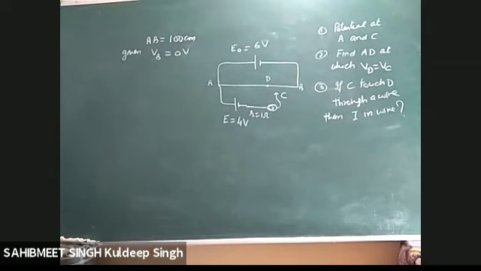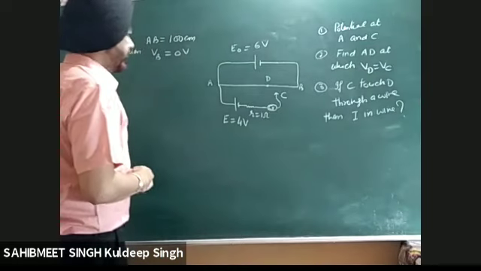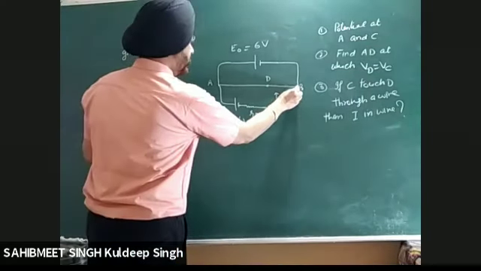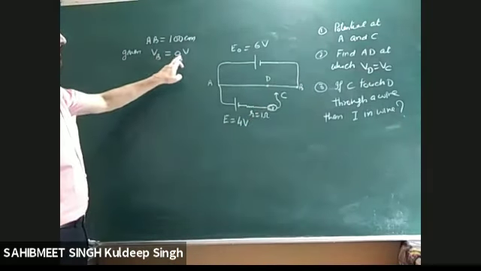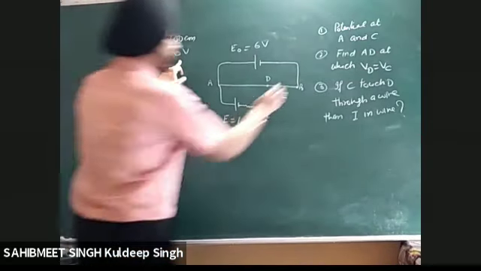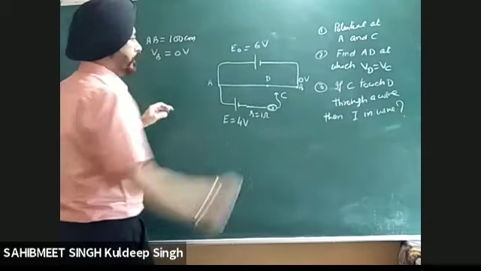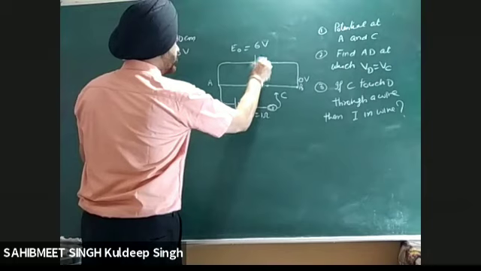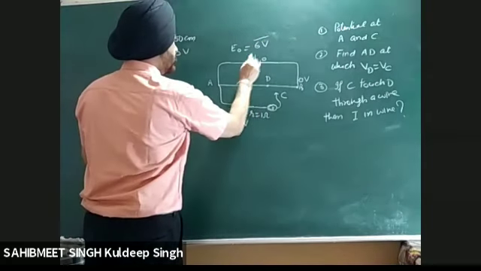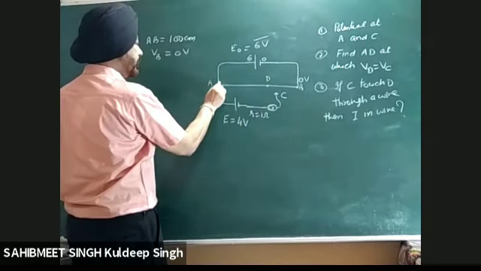First of all, what is the potential at point A and C? Very interesting. Most of the students make a mistake here. Because this point is already given at 0 volt, I cannot change the potential of point B. I have to keep it at 0 volt. So this 0 volt goes here. To make it 6 volt, this should be at 6. Therefore, this point must be at 6 volt.